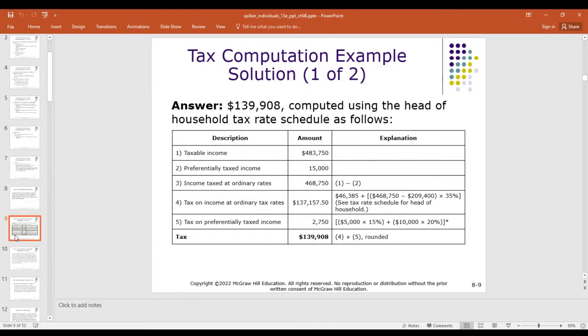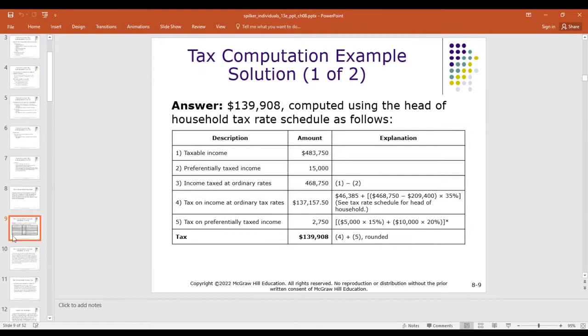You're going to have to go back into chapter 7 for this. Remember, it's on page 7-10. How do we tax her preferential income, that $15,000? Well, we go to head of household and we say, okay, if your taxable income is between $54,101 and $473,750, you use a 15% rate. But Courtney's in a unique situation because her taxable income is above $473,751.